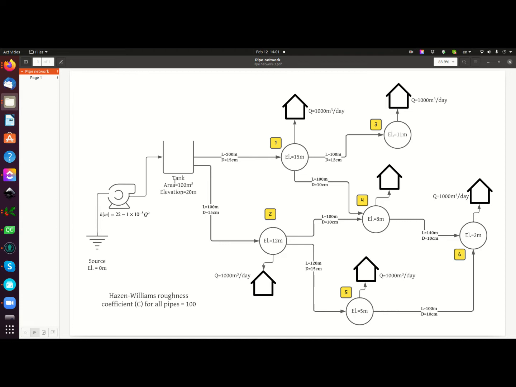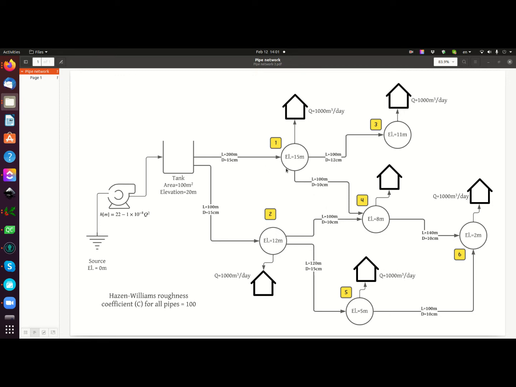So basically, we have a storage tank. The properties of the storage tank are given. Its base area is 100 square meters, and it has an elevation of 20 meters. The network consists of six nodes. The nodes are shown using the circles. Their elevations are given. They're numbered from 1 to 6.